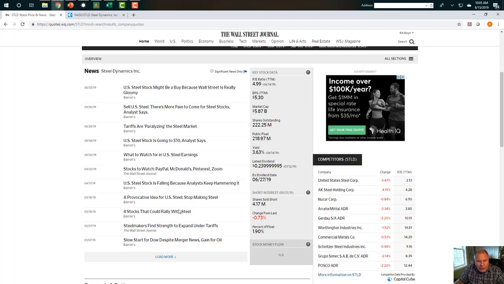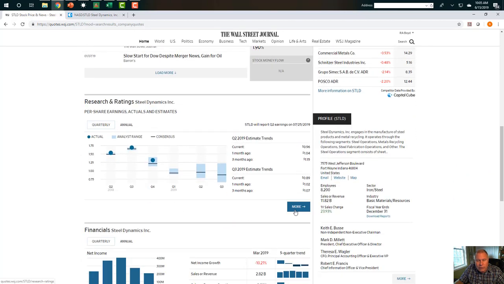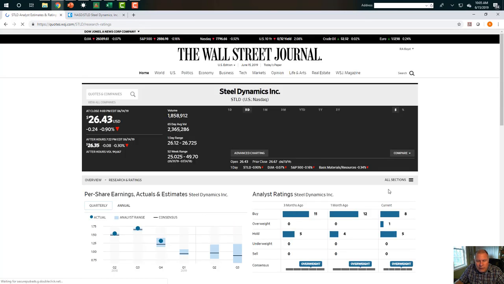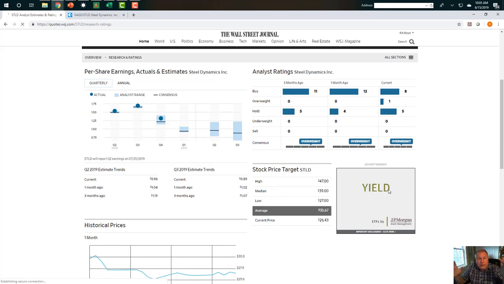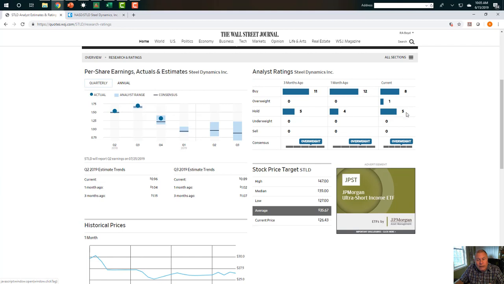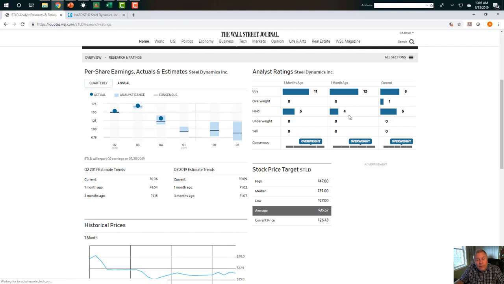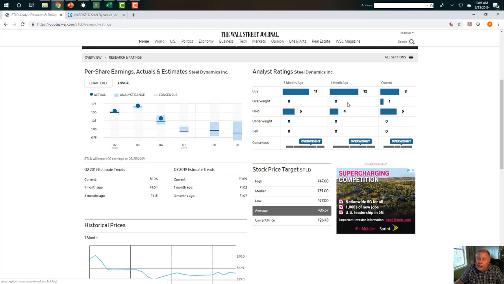I want to just go back where it says more information. And what we can see is the analysts. Right now, there's 14 people covering it. And 8 say buy, 1 say overweight, 5 hold. When we go back just a month ago, we had 12 and 4. They've dropped out. 1 has gotten more bullish in an overweight. 1 has gotten a little more bearish to an underweight.